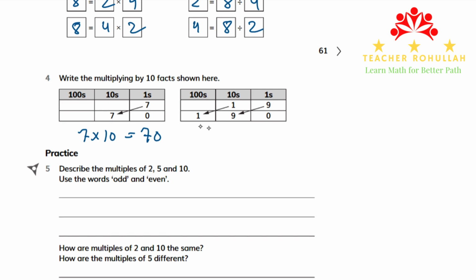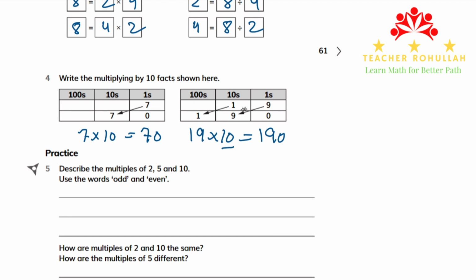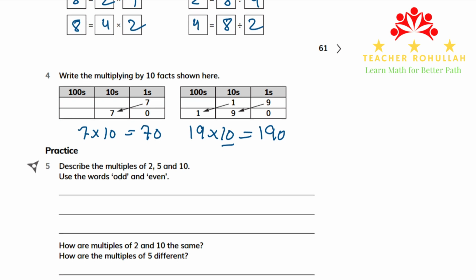The same way, in this place value chart shown here, we have 19 multiplied by 10. When we multiply 19 by 10, we get 190. So in 19, 1 is in the tens place and 9 is in the ones place. When we multiply it by 10, both of them move 1 place to the left. 1 goes to the hundreds place and 9 goes to the tens place because we have a 0 in the ones place. We are done with this question as well. Let me scroll down to move to question number 5.